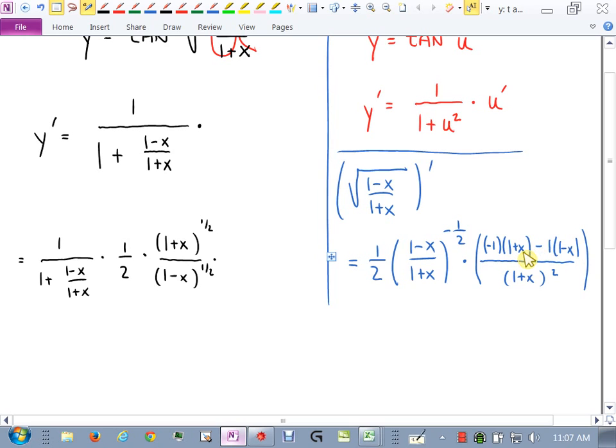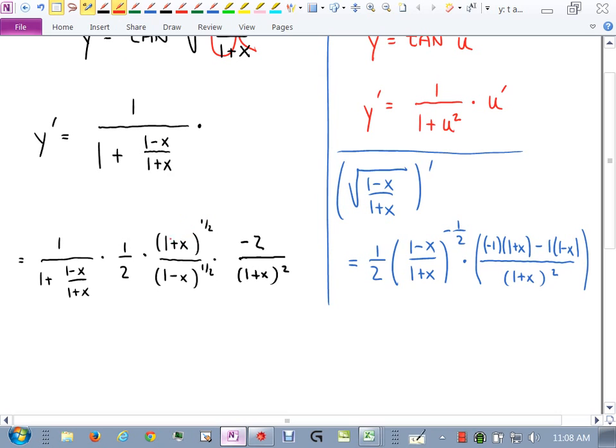-2, and the x's cancel out. So you just get -2 up there. On the bottom, 1 plus x squared. Still good? Any questions?